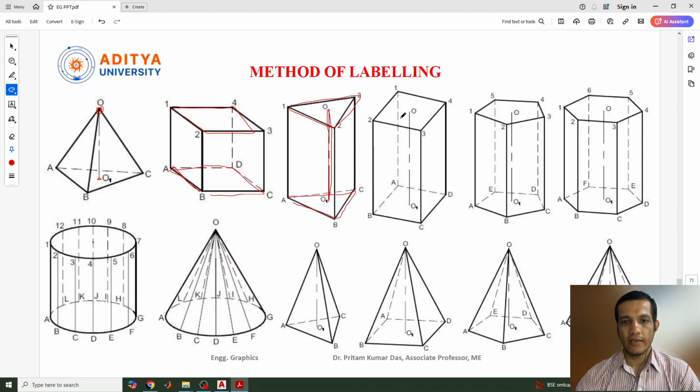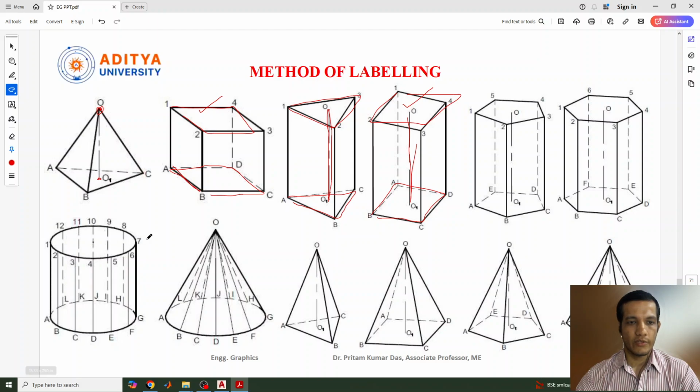Similarly, this is a cube, actually, and this is a square prism. Here also we can mark this square prism: A, B, C, D for the base, and 1, 2, 3, 4 for the top, and this is the axis line. Similarly, for the pentagonal prism, hexagonal prism, cylinder, cone, and triangular, square, pentagonal and hexagonal pyramids, everywhere we mark it this way.